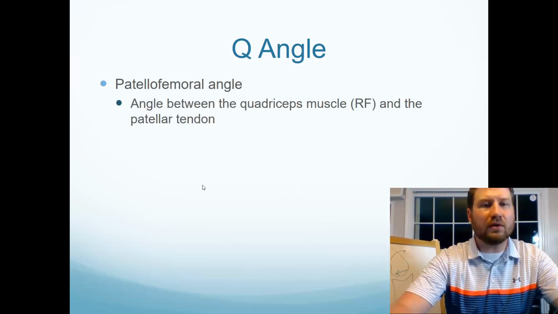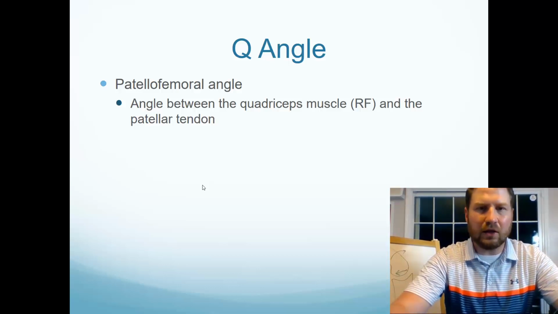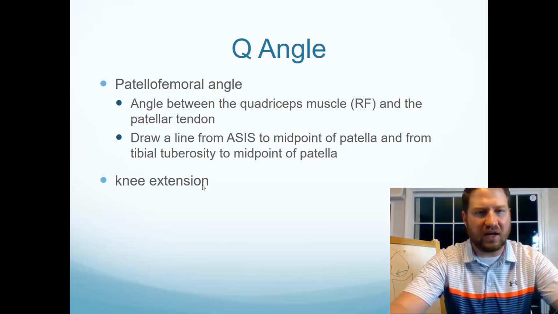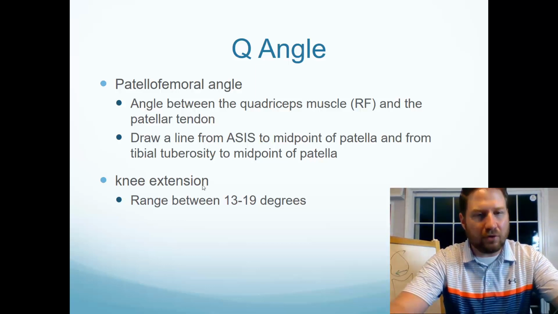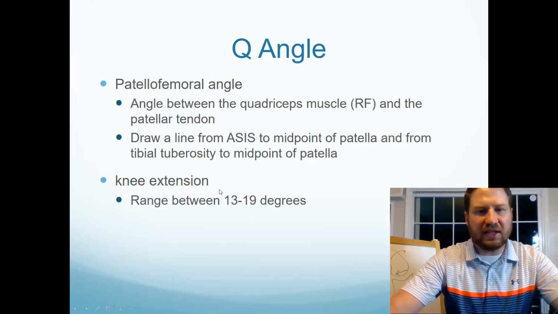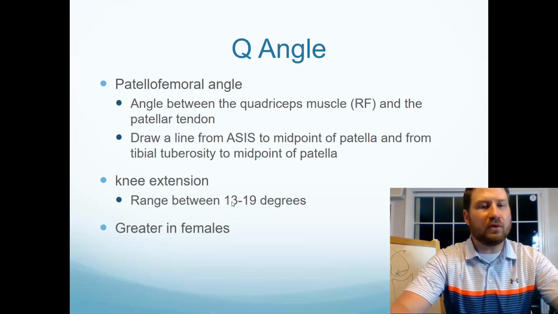All right. So Q angle, this is also known as a patellofemoral angle. This is the angle between the quadriceps muscle and the patellar tendon. So you do it by drawing a line from the ASIS to the midpoint of the patella and from the tibial tuberosity to the midpoint of the patella. This will make better sense on the following slide. Okay. So at full knee extension, normal people, okay, between 13 and 19 degrees. It is going to be greater in females.